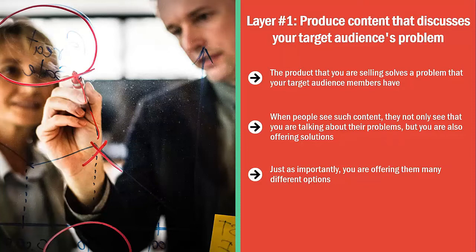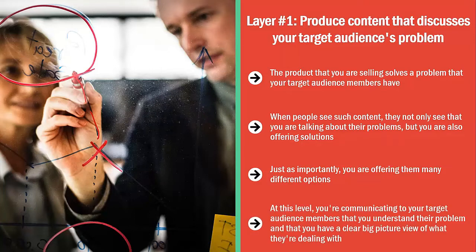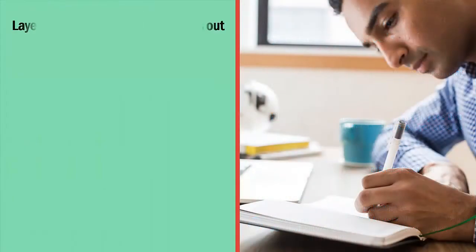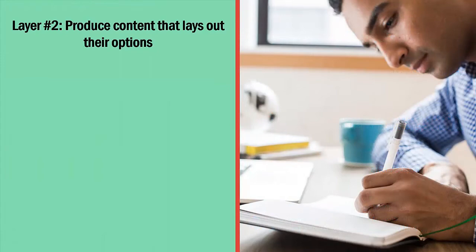You're not just some random person telling them to buy one product and one product alone. At this level, you're communicating to your target audience members that you understand their problem and that you have a clear, big picture view of what they're dealing with. So you explain many different issues regarding their problem. You lay it out. And the more information they get from your content, the more credible and authoritative you become in their eyes. Layer number 2, produce content that lays out their options.